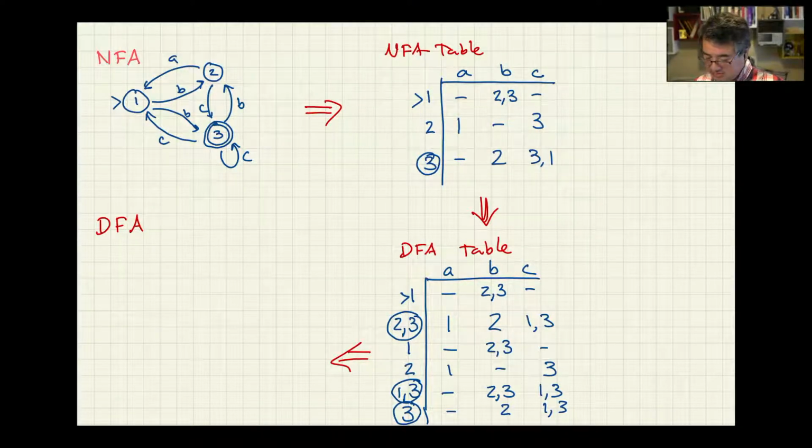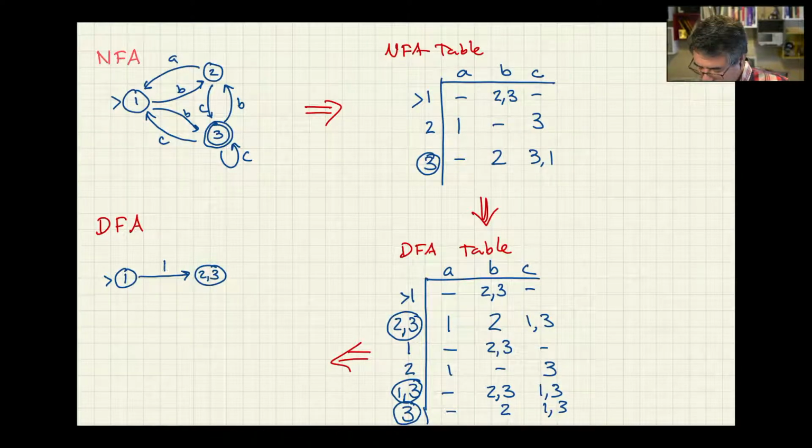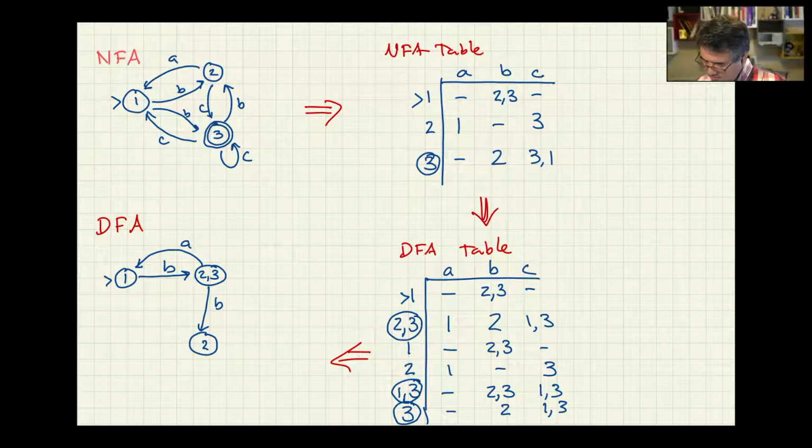It's going to have 6 states. Here's the first one, and we can see that it goes to 2, 3 on a B. 2, 3 goes to 3 places. It goes back to 1 on an A. That's this one here. It goes to 2 on a B. And it goes to 1, 3 on an A. I guess I'll draw it over here. I hope this will work.